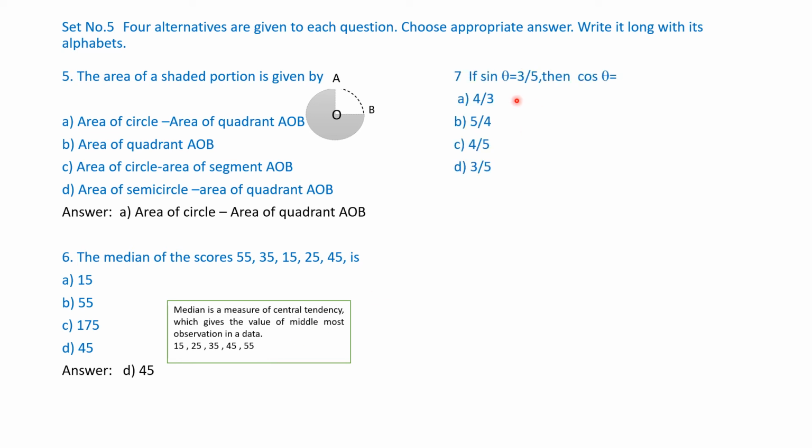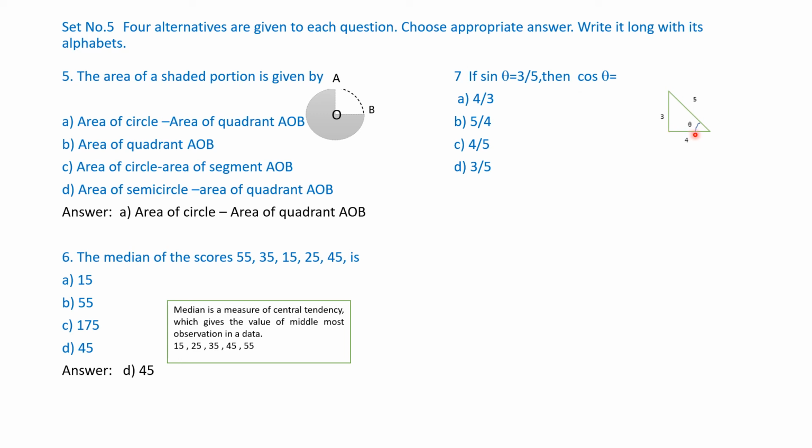Question number 7. If sin theta is equal to 3 by 5, then cos theta is equal to, we have four options. Option A, 4 by 3. Option B, 5 by 4. Option C, 4 by 5. Option D, 3 by 5. Here, he has given sin theta is equal to 3 by 5. We have to find out what is cos theta.